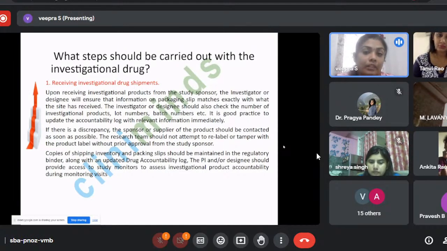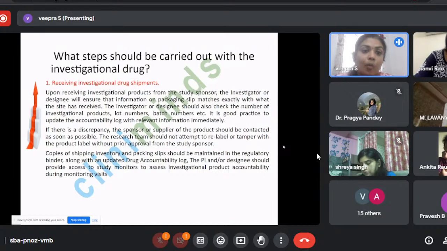Okay, and in case any errors are found in the medicines, like any damage or IP code numbers not matching, that information also has to be communicated to your CRA. If there are no discrepancies in the temperatures or the medicine, then the information about the medicine received at the site has to be filled out in a log.